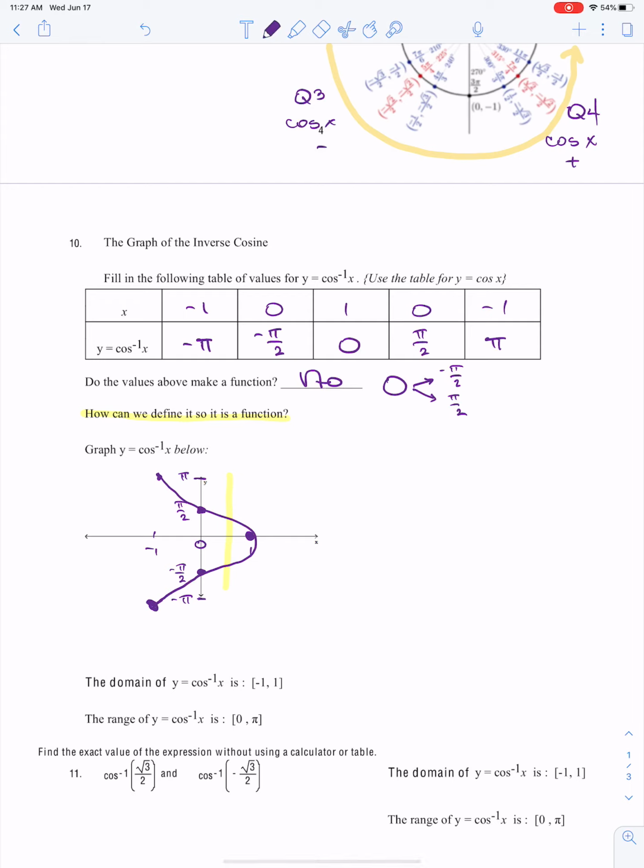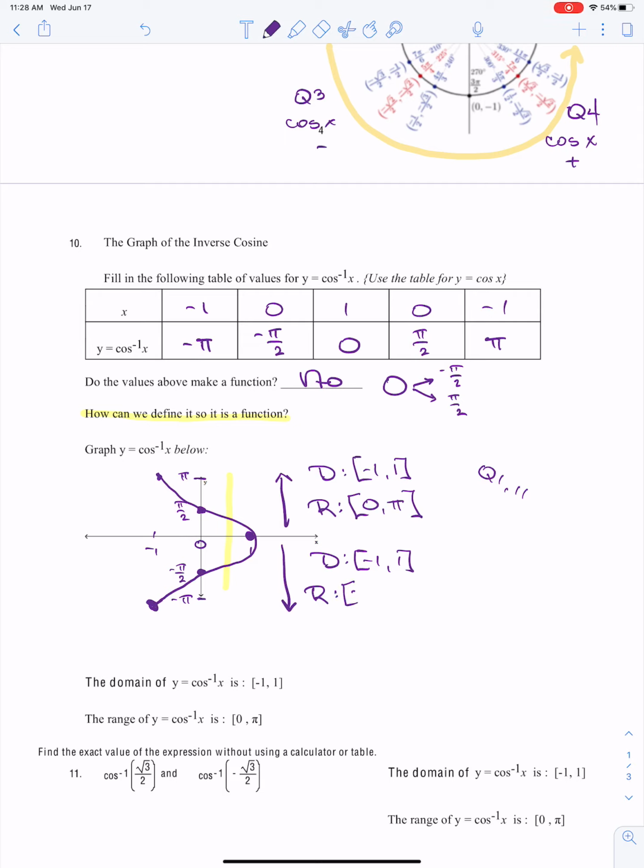So a couple things I want to point out. I can look at this part up here. My domain is -1 to 1. My range is 0 to pi. This hits quadrants 1 and 2, right? My range of 0 to pi. So down here, my domain is -1 to 1. My range, -pi to 0. This is going to hit our quadrants 3 and 4.